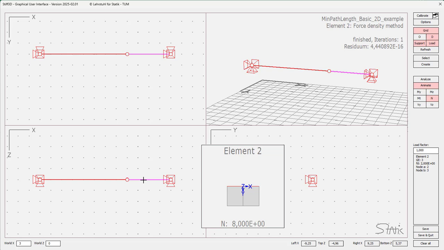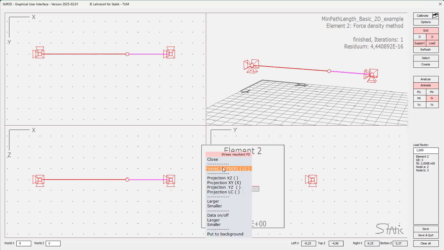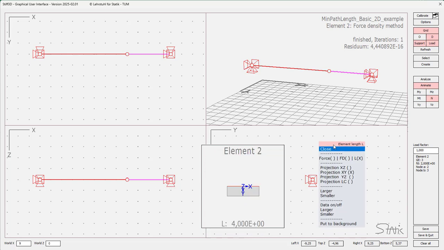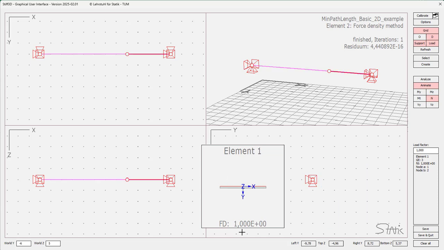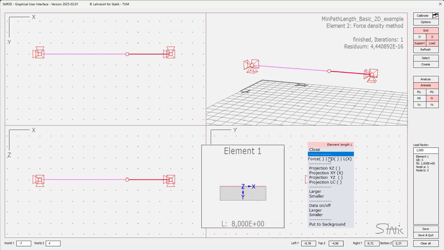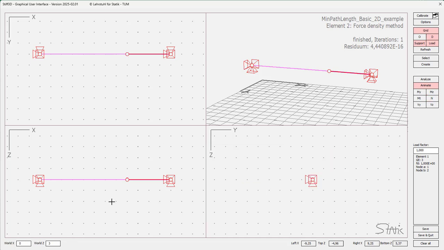And that fits also for the formula. You see the length now of element 2 is 4. And the force density is 2. 2 times 4 is 8. That fits. And if you go to element 1, the force density is 1, as you see. And if you look at the length, it is 8. And multiplied, is 8 also for the force. That works.